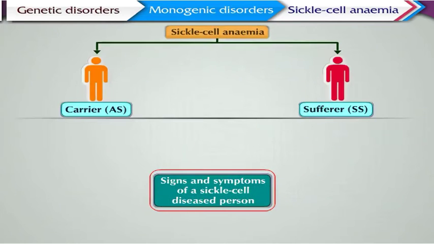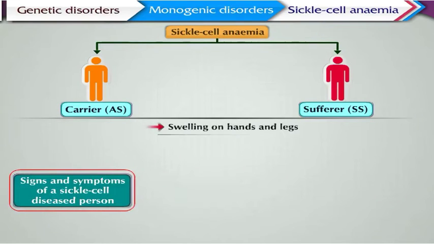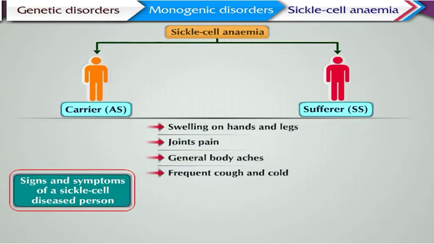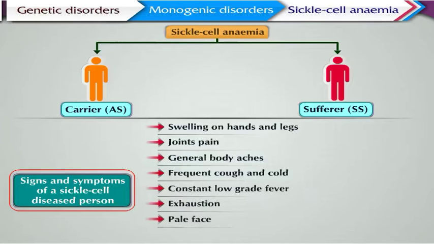Let us now understand the signs and symptoms of a sickle cell diseased person. Swelling on the hands and legs, joint pain, severe general body aches, frequent cough and cold, constant low-grade fever, exhaustion, pale face, and low hemoglobin count are the signs and symptoms seen in the person suffering from sickle cell anemia.